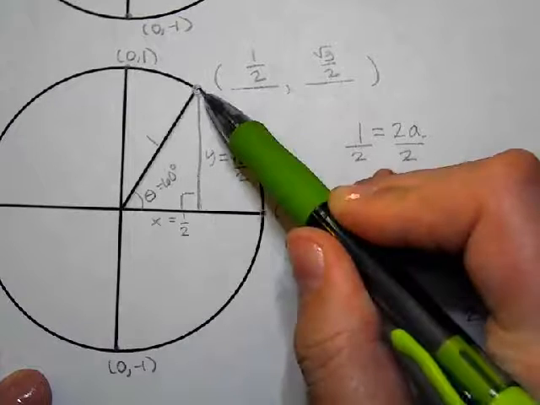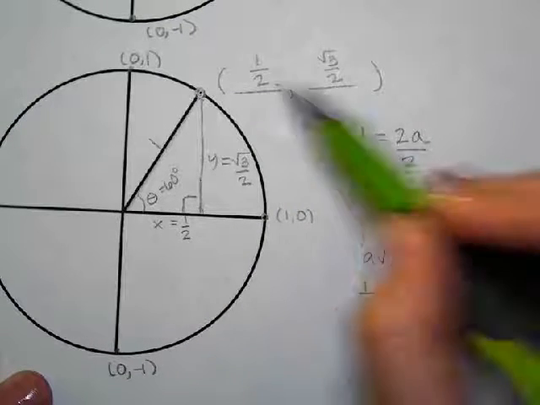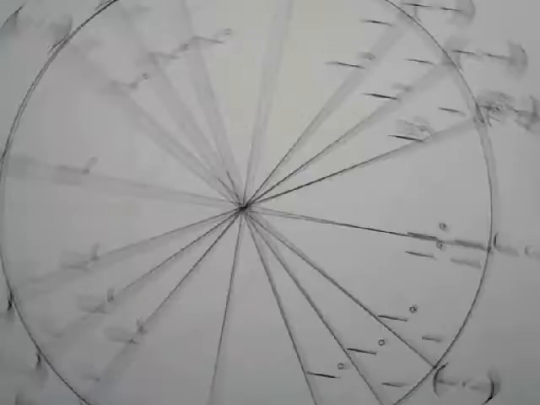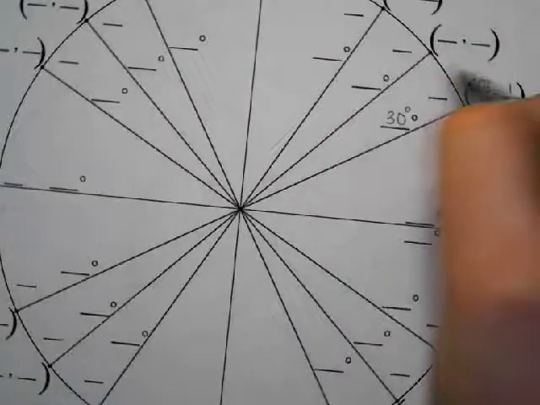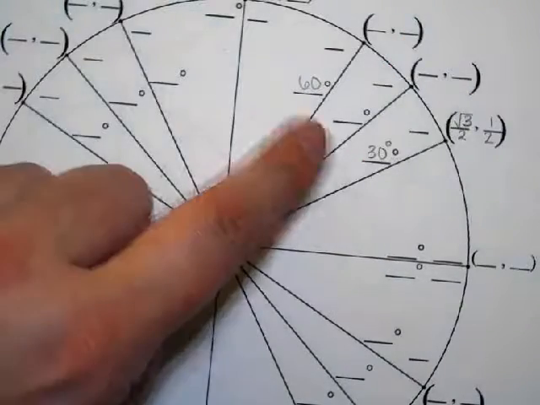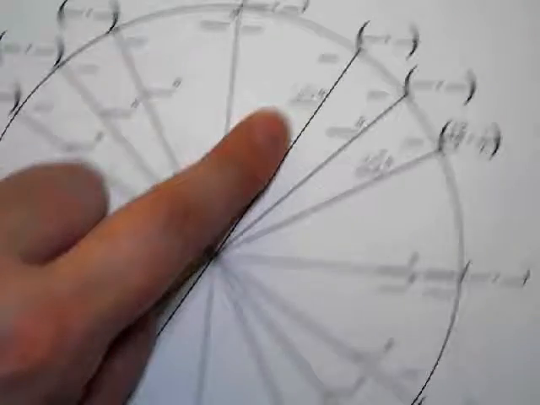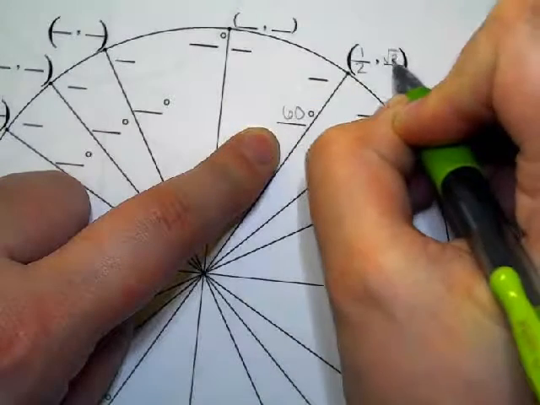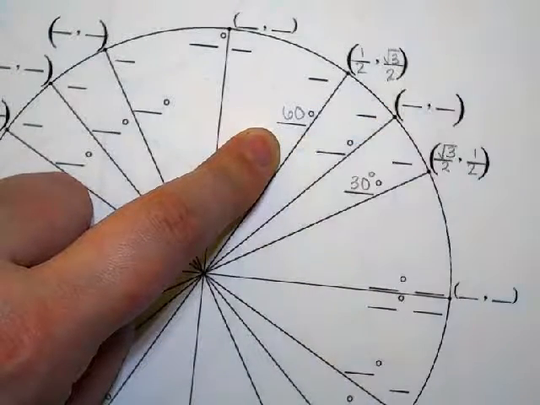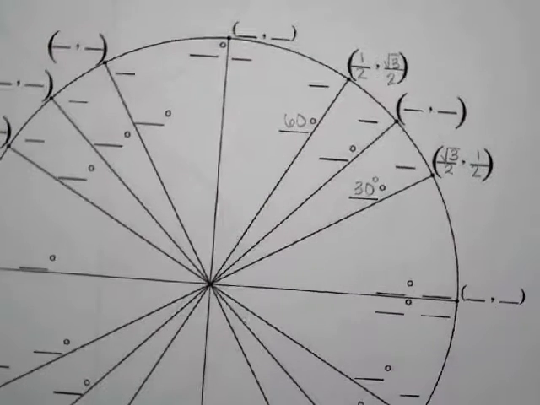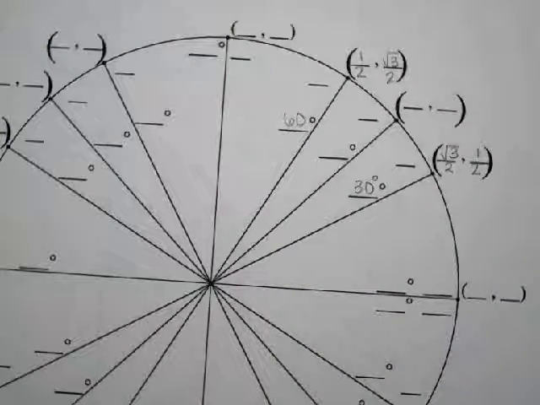Okay, so let's go over here. 60 degrees is right here. So we skip the one in the middle. 60 degrees is right here. 1/2, root 3 over 2. All right. Okay, turn to the next page.